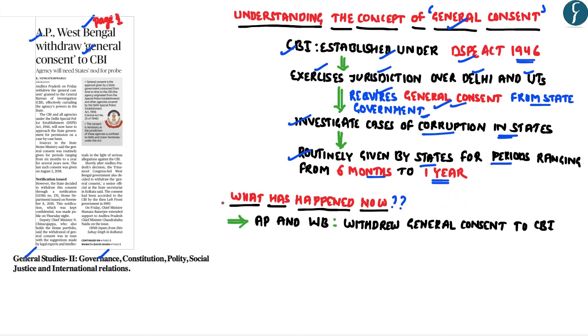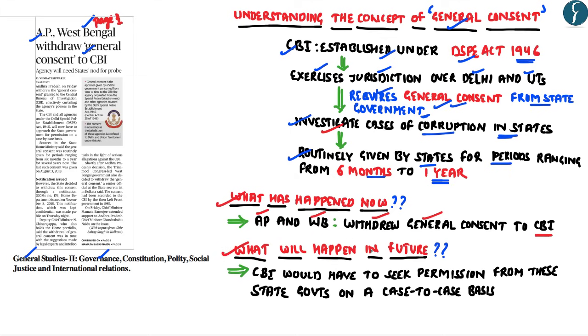Now, this article has highlighted that the state governments of Andhra Pradesh and West Bengal have withdrawn the general consent given to the CBI, which means that the Central Bureau of Investigation will not be able to automatically investigate cases of corruption in these two states. What this means is, in future, the CBI would be required to seek permission from these two state governments on a case-to-case basis.